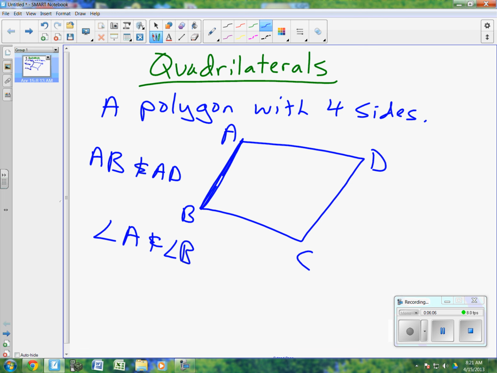Okay, number 4, non-consecutive sides. What would non-consecutive sides be? A and C are non-consecutive, well, side. We're talking about sides. Yeah, A and C would be an example of non-consecutive angles. Okay, if you want to write that down. AD and BC would be examples of non-consecutive sides. Okay? Sides not next to each other, if you want to put it like that. They don't share any points in common.